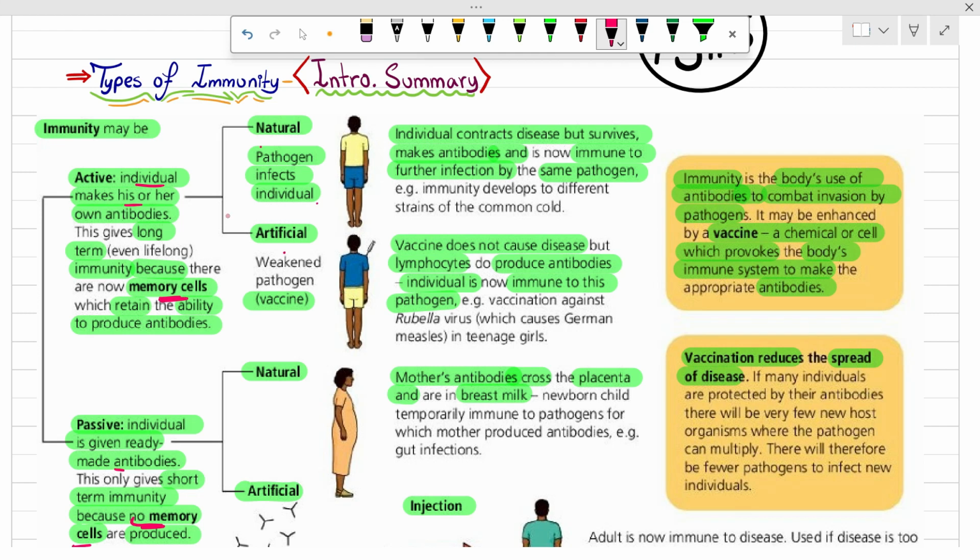Artificial is by vaccination. Vaccination does not cause any disease, it's just a dead or altered form of a pathogen injected into your body, so memory cells can retain its instructions for further infection. Passive natural is when the mother gives you antibodies when you're in the placenta or via breast milk. Artificial is by injection. Immunity is the body's use of antibodies to combat invasion by pathogens. A vaccine is a chemical or cell which provokes the body's immune system to make antibodies.